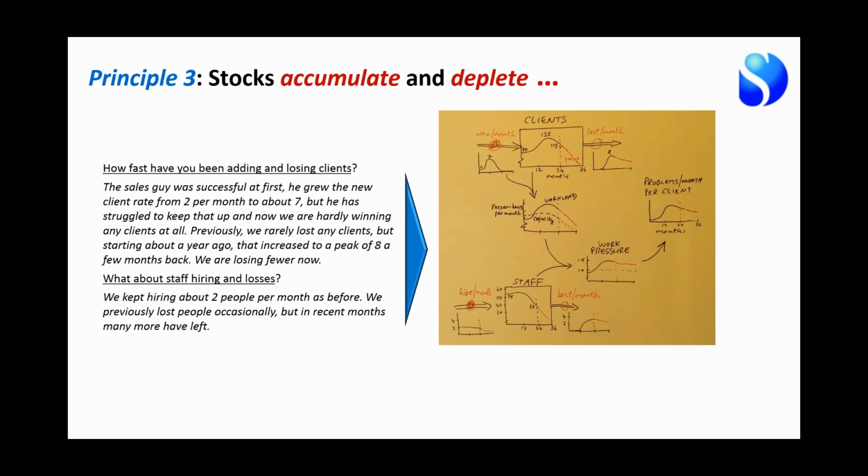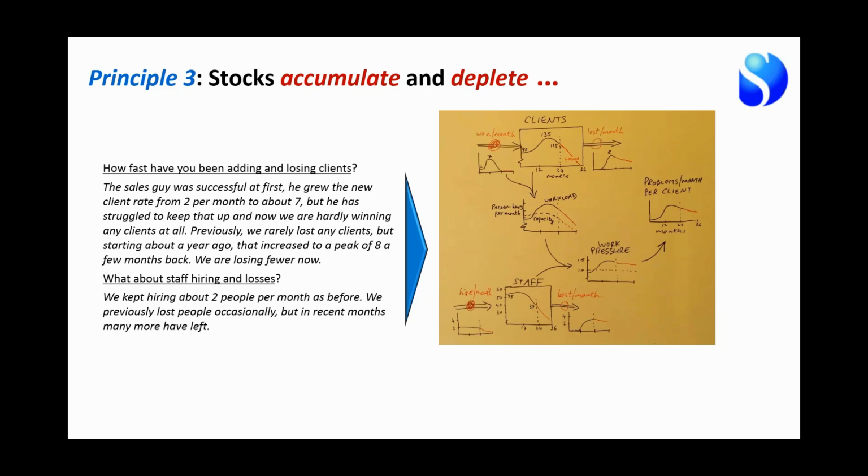So my friend draws the flow arrows next to the stocks, gives the pen to the CEO and asks the CEO to sketch in the time charts of how many clients have been won, how many clients have been lost, what's happened to the hiring rate of staff and the loss rate of staff. And he says, well, yeah, the sales guy built the client win rate to about 7 per month, but he's really struggled to keep that going. Previously we hardly lost any clients, but now that loss rate has increased to a peak of 8, but we're losing fewer clients now, rather simply because we've got fewer left to lose.